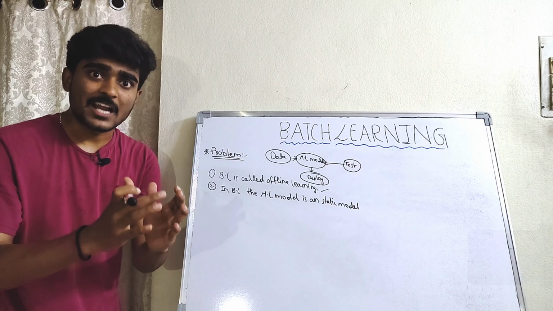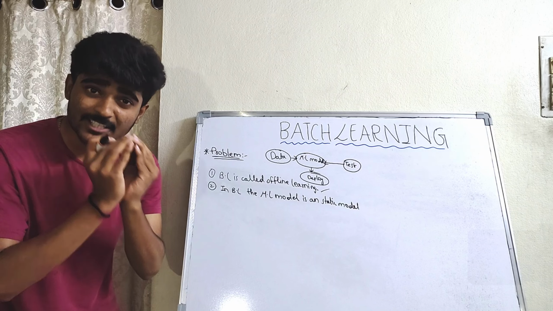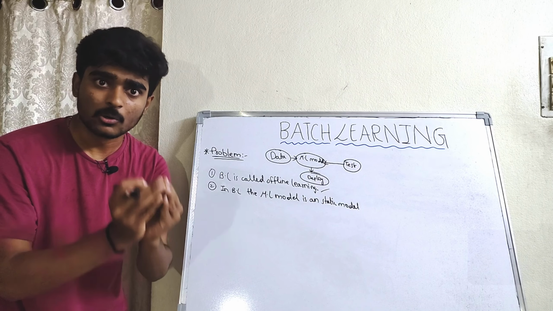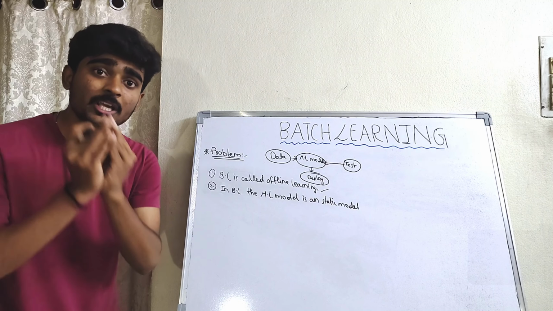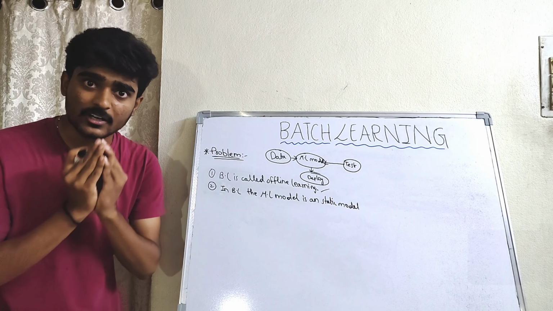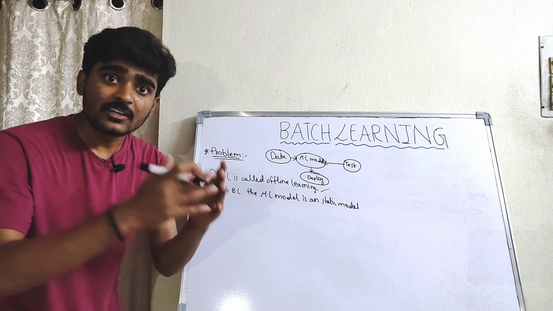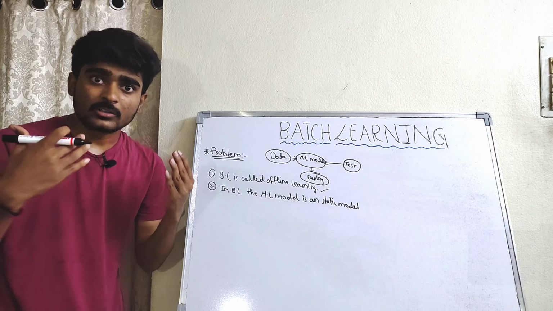The entire model is a static model. It's not a dynamic model. It means we are not performing any changes to the model once it is online. Now to take any actions on this model, we need to bring this model offline and we need to retrain this model on the new data.